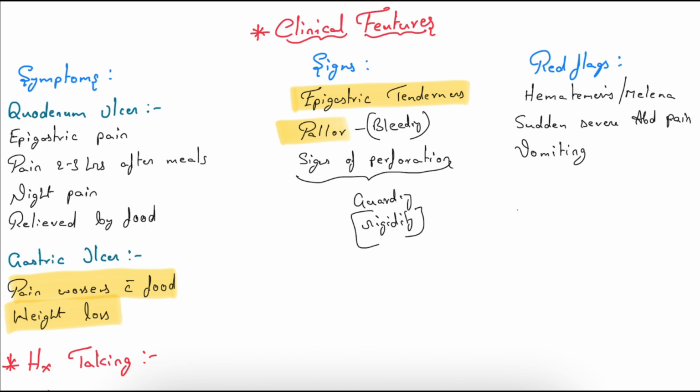Next, we can see complications, symptoms like red flags. We can see hematemesis and melena in GI bleeding, and sudden severe abdominal pain. The patient will get sudden severe abdominal pain if the patient has perforation. Next, we can see vomiting. In which patient can we see vomiting? If the patient has GOO, gastric outlet obstruction. If the patient has gastric outlet obstruction, these are other causes we can give as differential diagnosis.